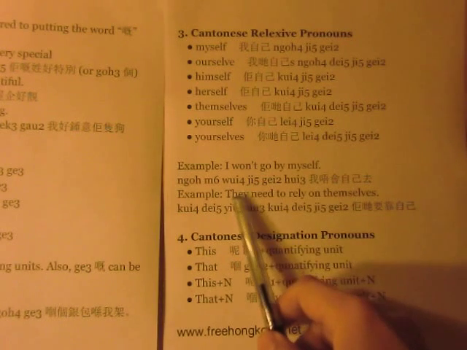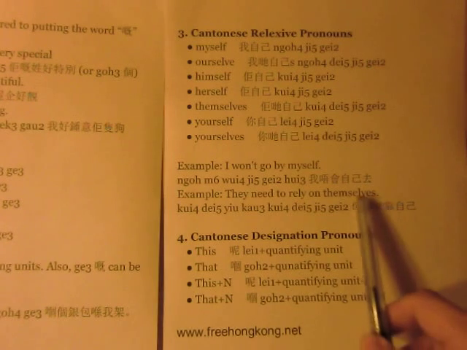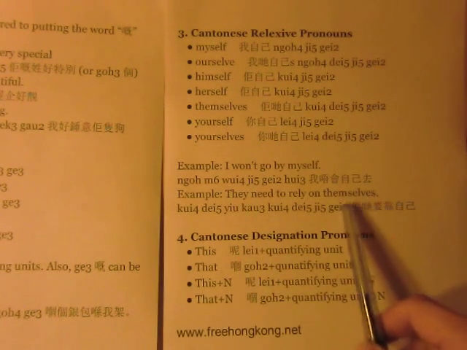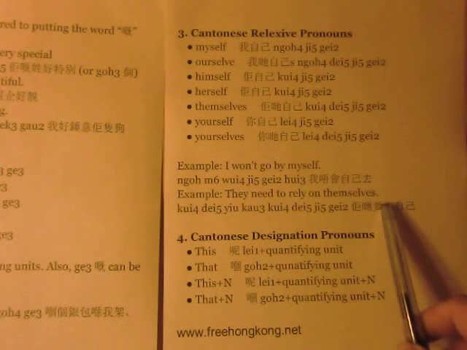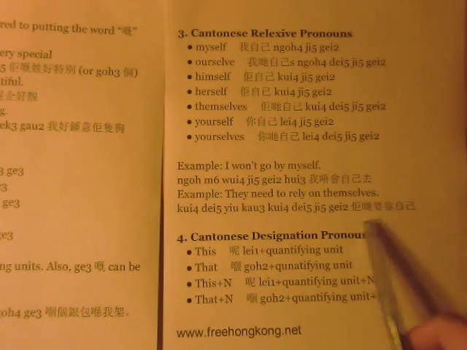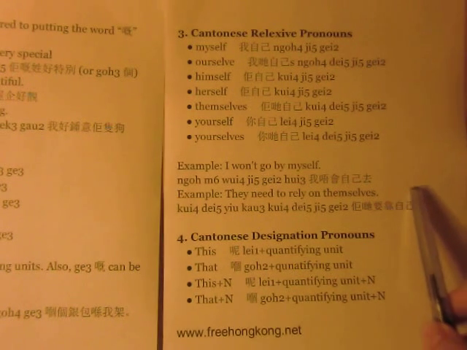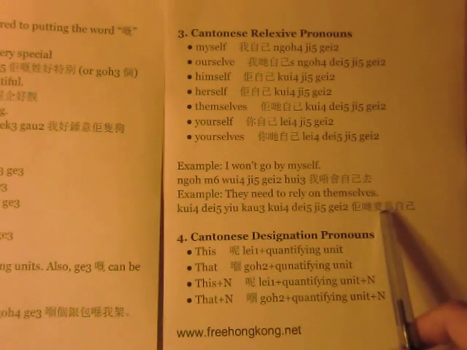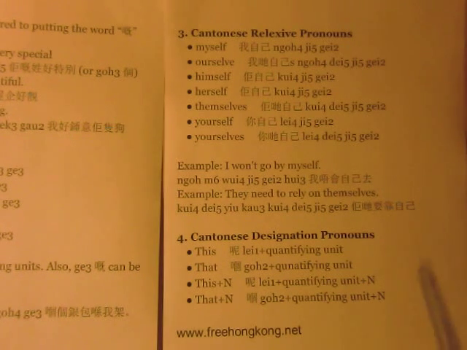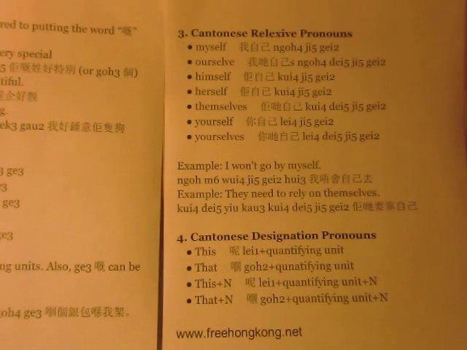Another example: they need to rely on themselves. 佢哋要靠自己. 要 is need, 靠 is rely on, 自己 is themselves. You can also say 佢哋要靠佢哋自己, but 佢哋 here is omitted because it's unambiguous. You just say 自己 instead of 佢哋自己. So 佢哋要靠自己. Finally, we have Cantonese demonstrative pronouns, which we already discussed last time.